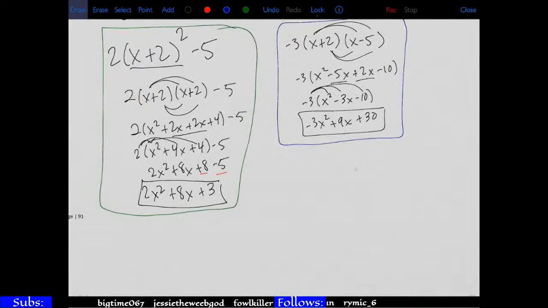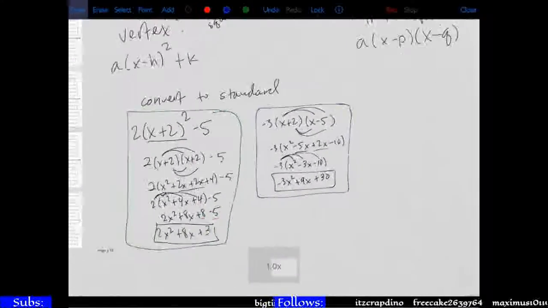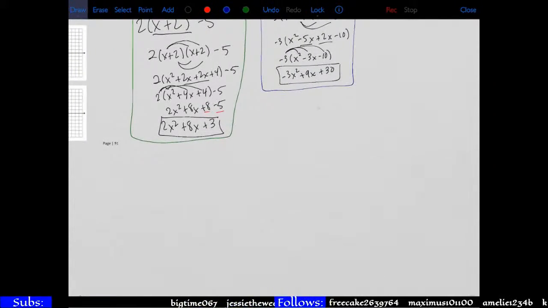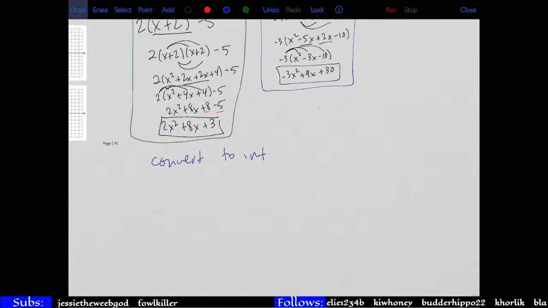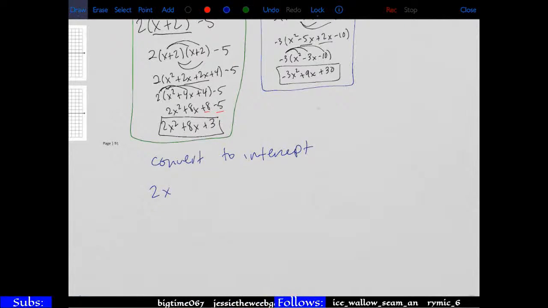Okay, our standard form is going to be, so that was our converting to standard. Now we're going to convert to intercept. So we're going to start with 2x squared plus 8x minus 42. So converting this to intercept just means factor.